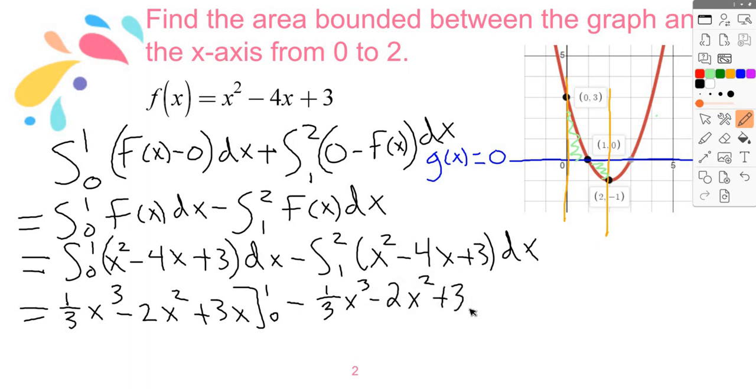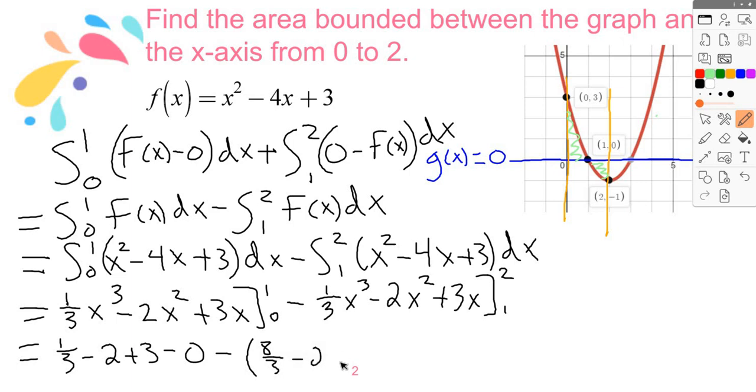So what do we plug in first on my first one? On the first one, 1. So I just get 1/3 minus 2 plus 3. What do I get when I plug in 0? Just 0. So I have minus 0 there. Minus, we're going to plug in what first? This one we plug in 2. So 2 cubed gives us 8 minus 4 plus 6. And then I'm subtracting what I get when I plug in 1.